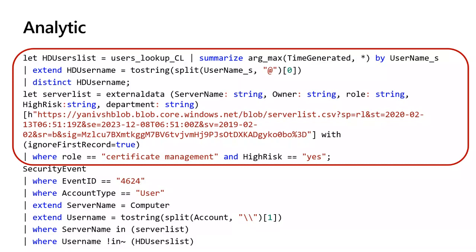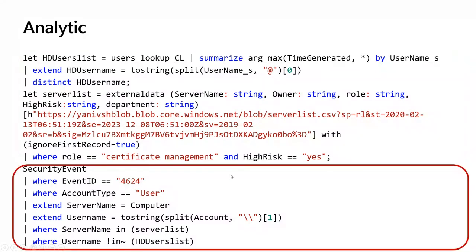And to go and grab the information from the blob storage, I'm going to be looking for anything in there that's certificate management and high risk. So I'm looking at my servers that are certificate management servers and also considered high risk servers. The second part of this analytic is I'm going to look for logins. So I'm looking for user logins in my security events. And then I'm going to look to see if those logins are to those servers that we consider to be high risk and certificate management servers, but the usernames are not in my HD username list, so my user lookup CL.